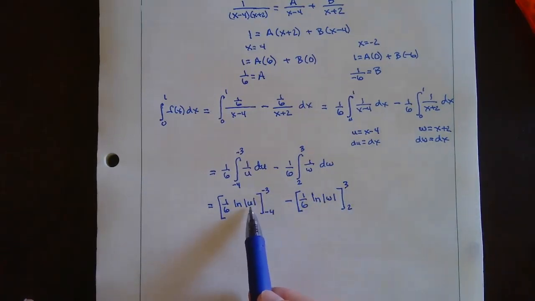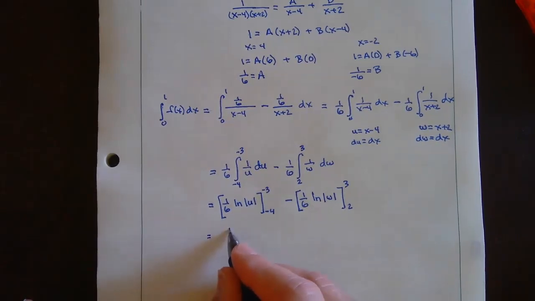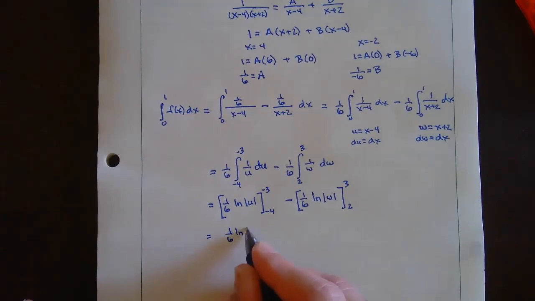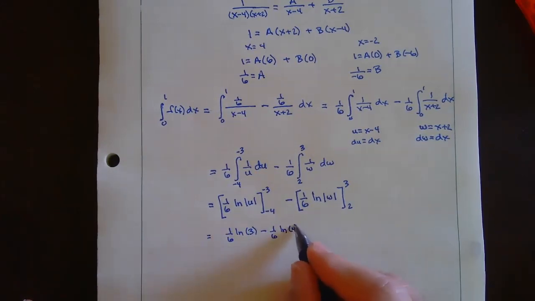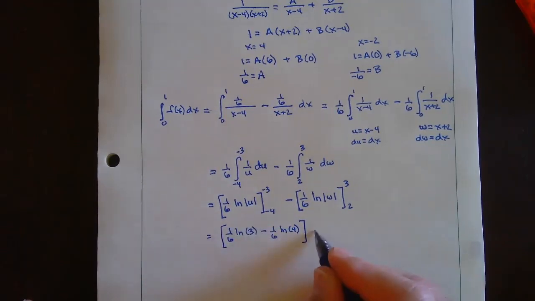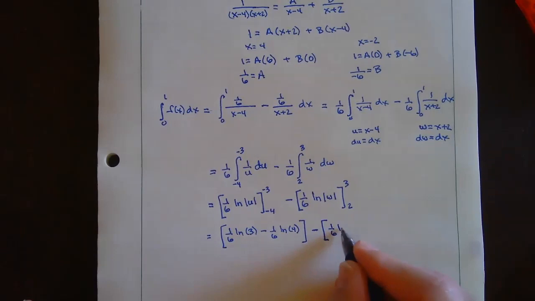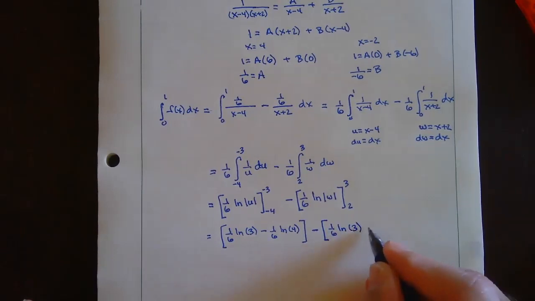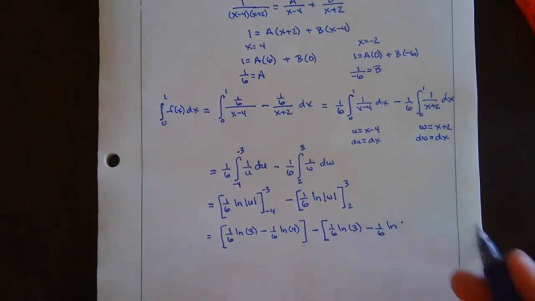Now, when I put -3 in here and evaluate it, that's just going to become 3. So this is equal to 1/6 the natural log of 3 minus 1/6 the natural log of 4, and that's that one evaluated. And then minus, and then bracket, 1/6 the natural log of 3 minus 1/6 the natural log of 2, because the absolute value of 2 is still 2.